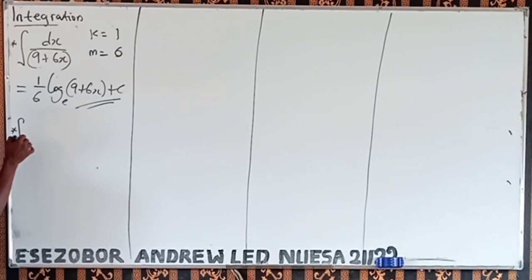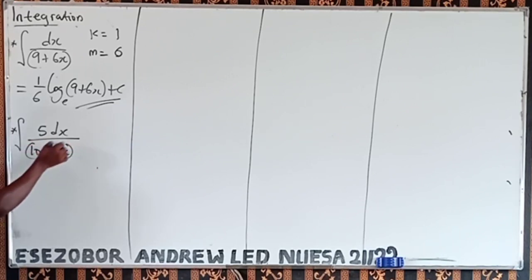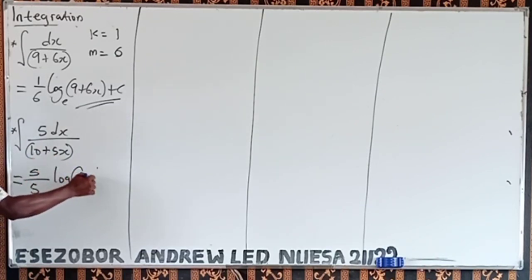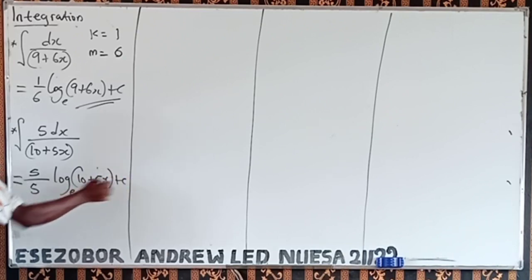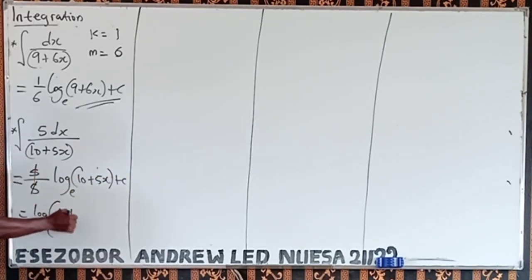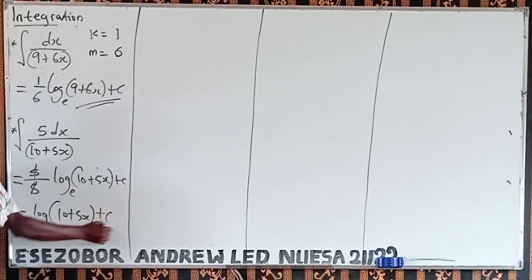So let's say we have the integral 5 dx over 10 plus 5x. What is the answer to this? We have 5 over m. What's m here? 5 log e of 10 plus 5x plus c. 5 will cancel 5. We have log e of 10 plus 5x plus c. Answer. That's how we do this.